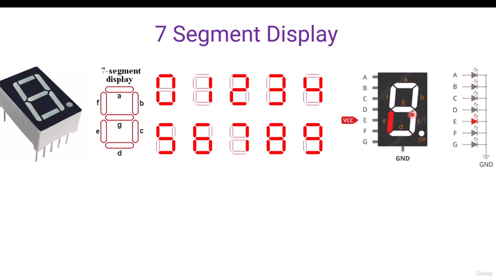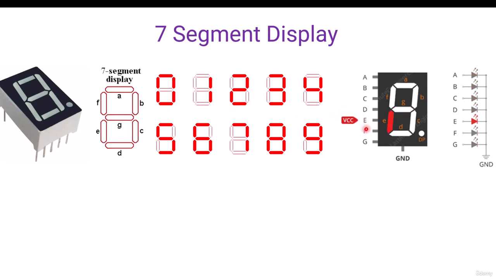Here's an animated display. You can see if you want to turn on 0, you will have to turn on these segments. For 1, this, and similarly up to 9. All these digits you can show by turning certain segments on and off.